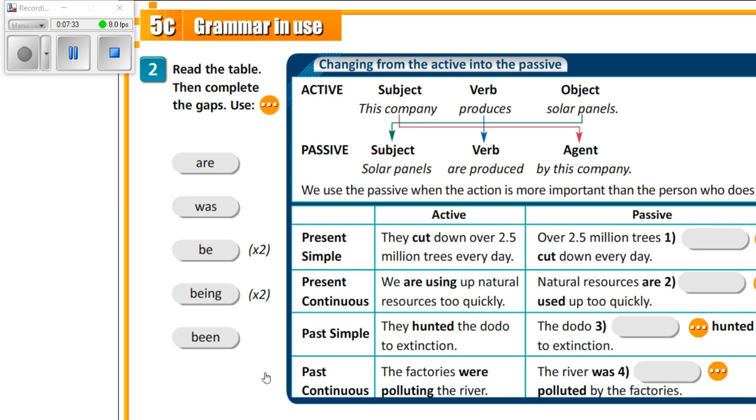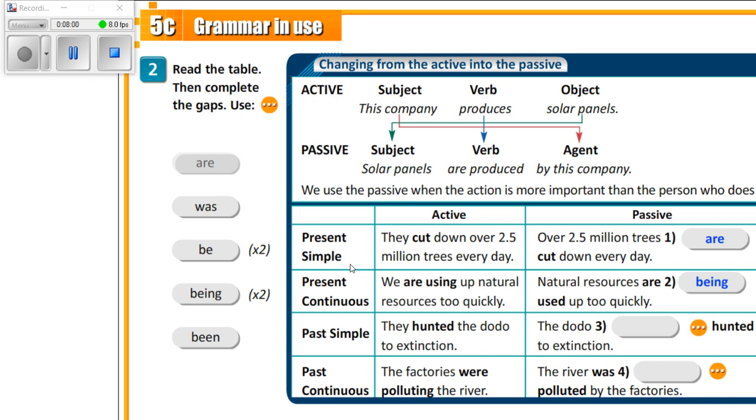Okay, they cut down over 2.5 million trees every day. Over 2.5 million trees. This is present simple, so it will be "are cut", so we use "are". Present continuous: we are using up natural resources too quickly. Natural resources are being, yes.